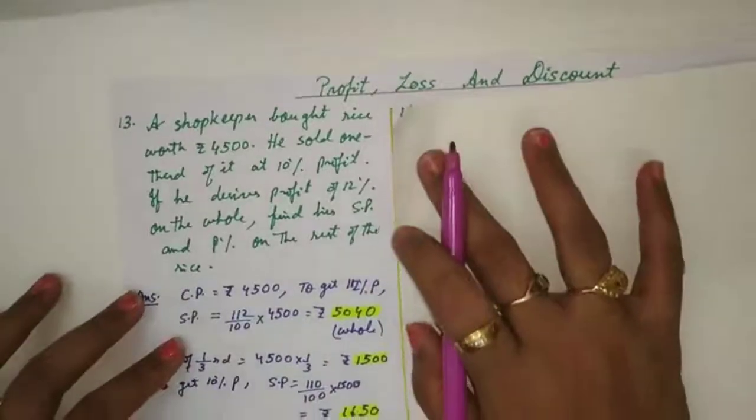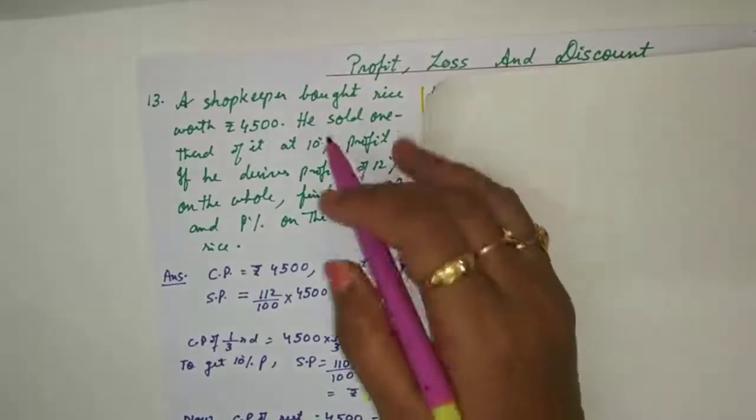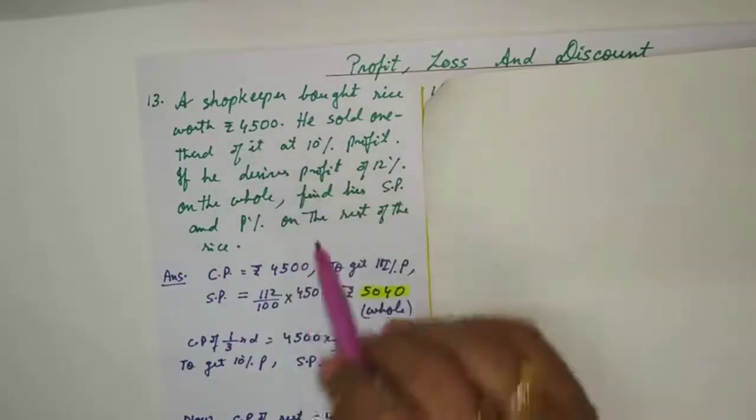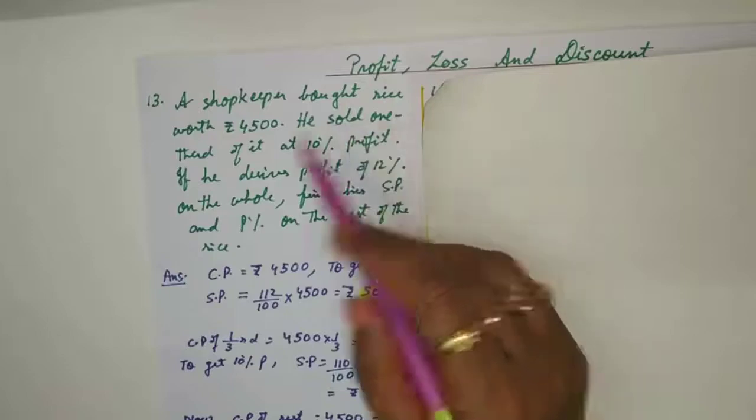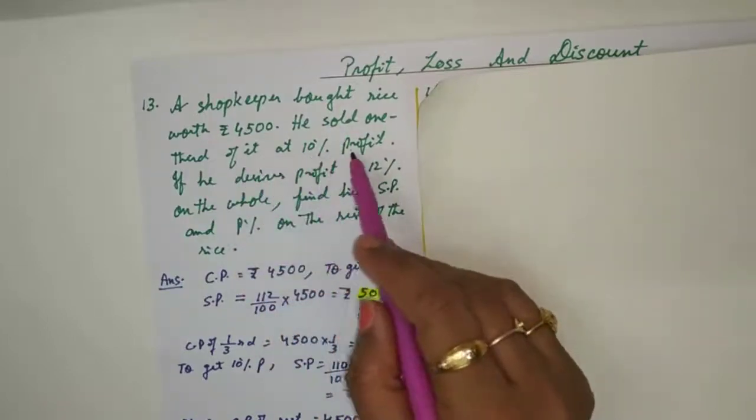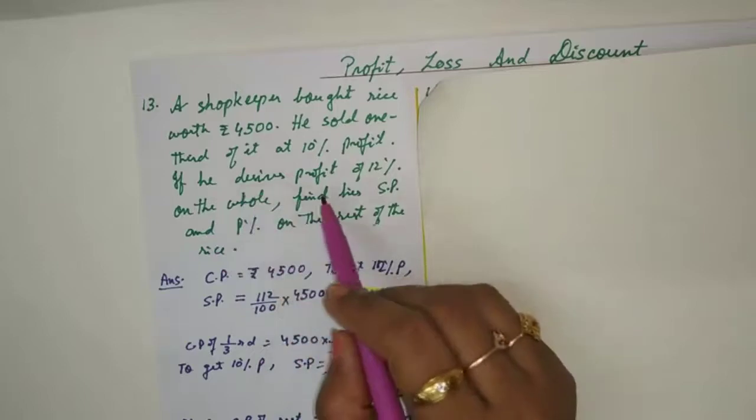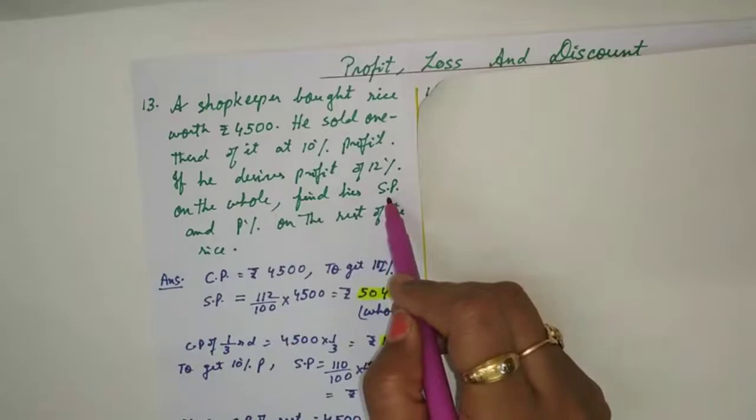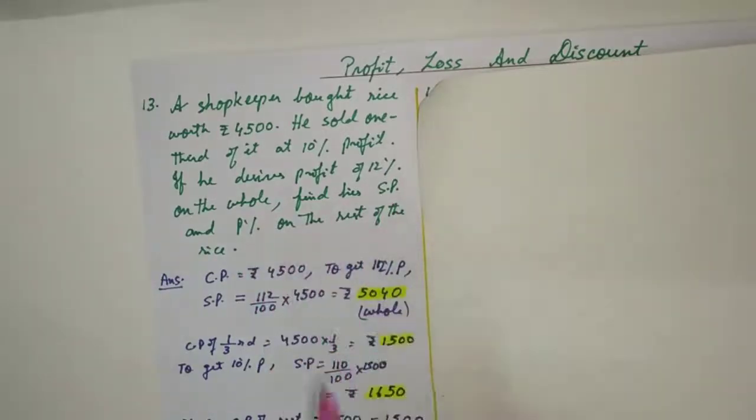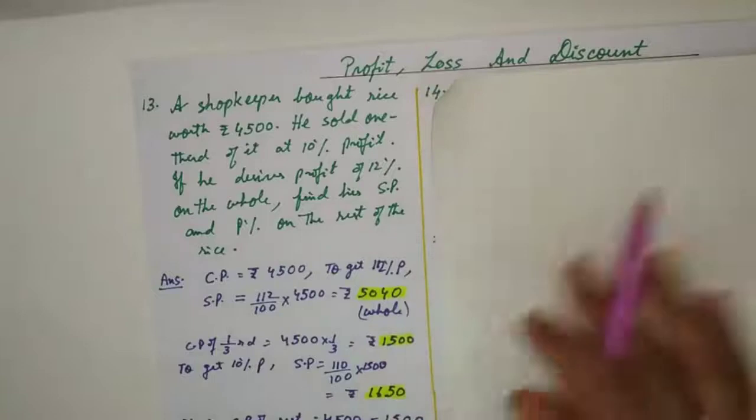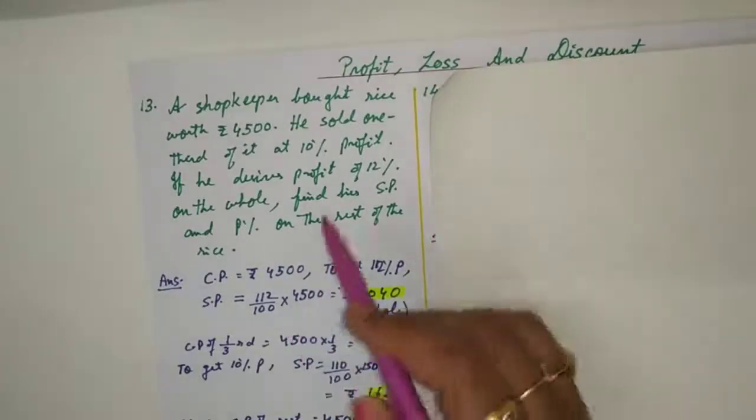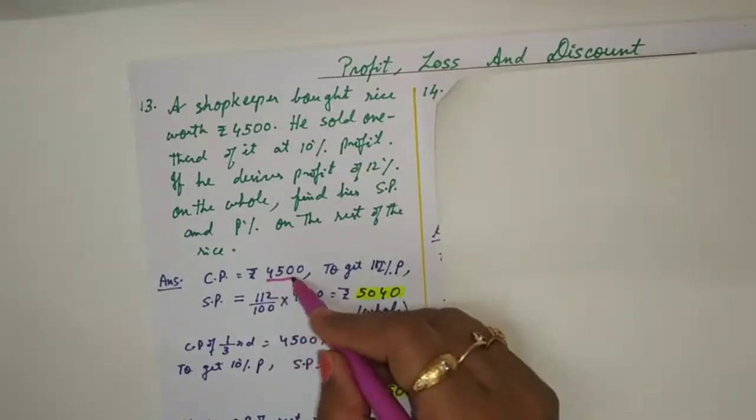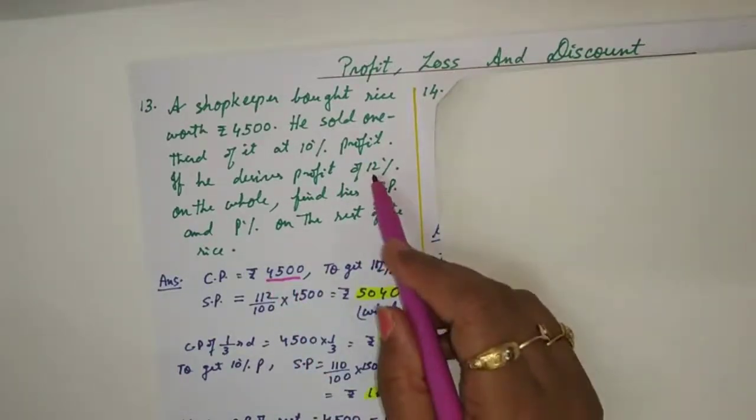The next type of question that I have taken here is: a shopkeeper bought rice worth ₹4,500. Important question. He sold 1/3 of it at 10% profit. If he desires a profit of 12% on the whole transaction, find his selling price and the profit percent on the rest of the rice. Now, the total CP of the rice that he was dealing with was ₹4,500, and he wanted a profit of 12%.